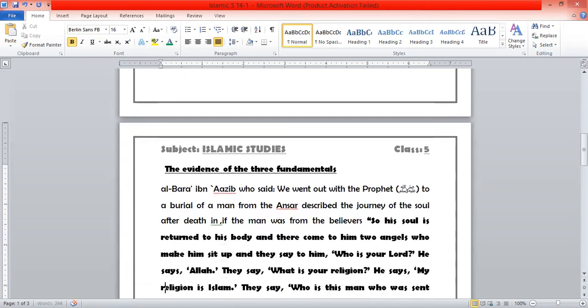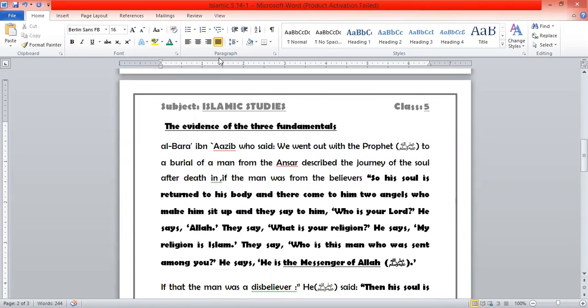Okay. So the evidence of the three principles. What does evidence mean? Evidence means proof. In Urdu, we can say sabut. So the proof or the evidence of the three fundamentals. Al-Bara ibn Azib. Okay, yes, Ayan, you can read it.